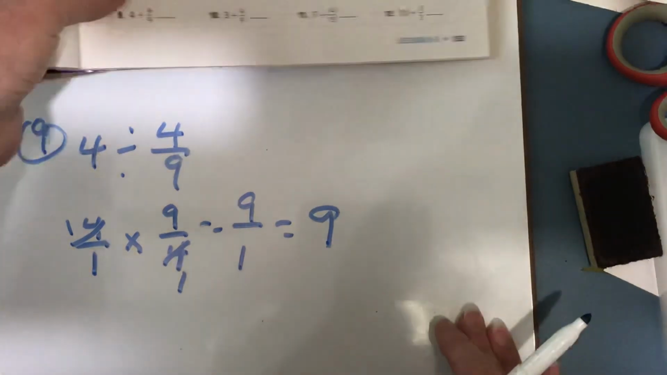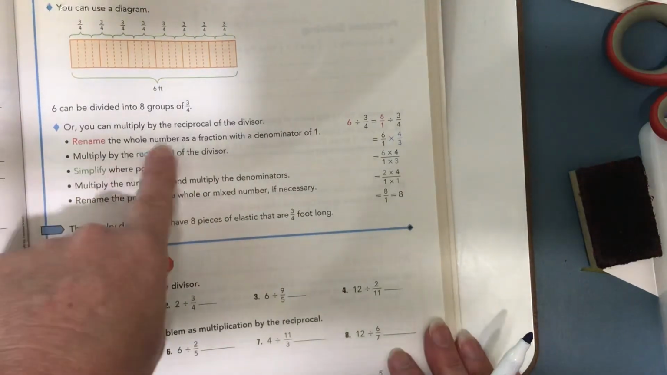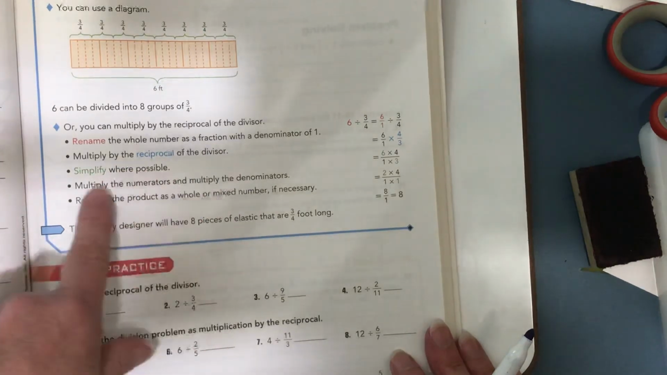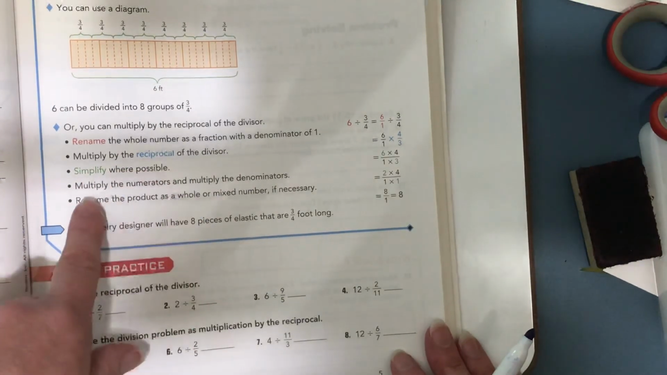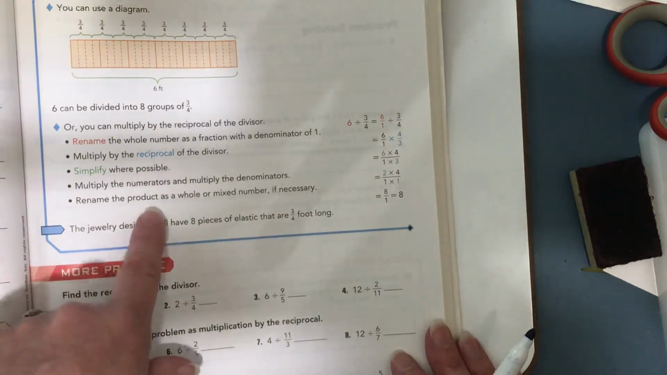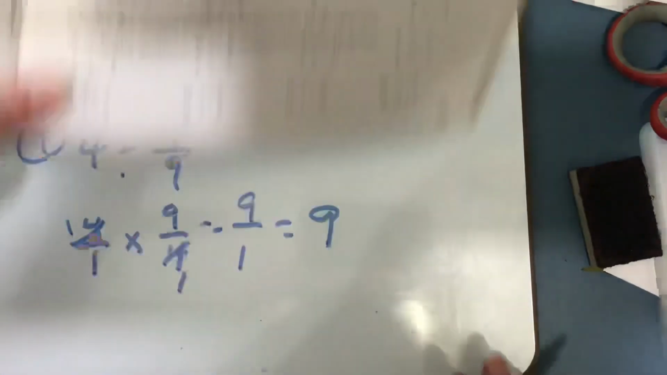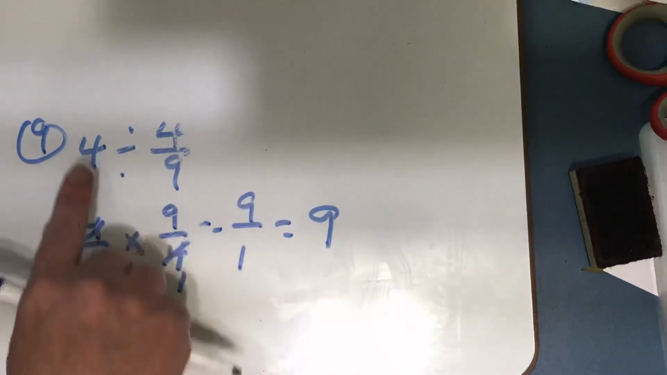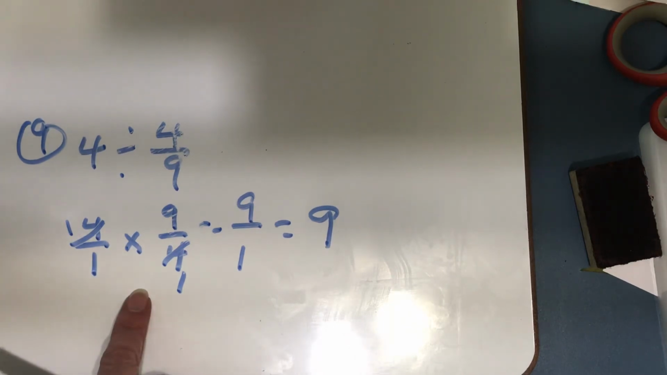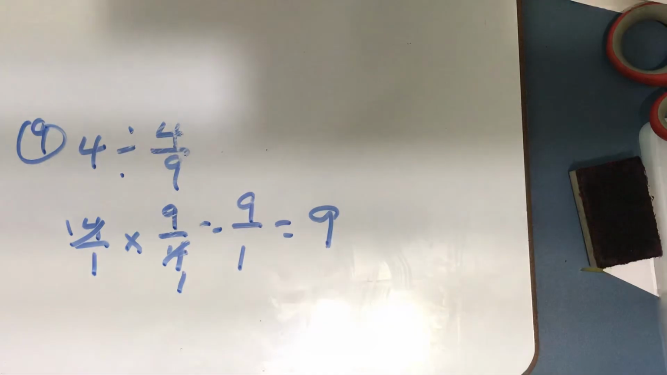If you forget the steps, they're written right here. Rename the whole number as a fraction with a denominator of 1. Multiply by the reciprocal of the divisor. Simplify where possible. Multiply the numerators and multiply the denominators. Rename the product as a whole number or mixed number if necessary. Okay, so once you rewrite the division problem as a multiplication by the reciprocal of the divisor, then you just multiply. Okay, so you only have to do page 153.